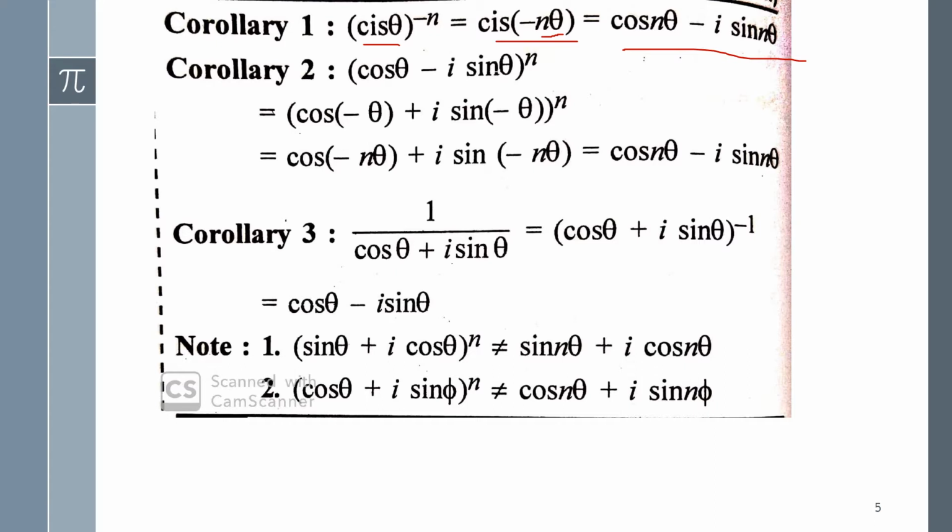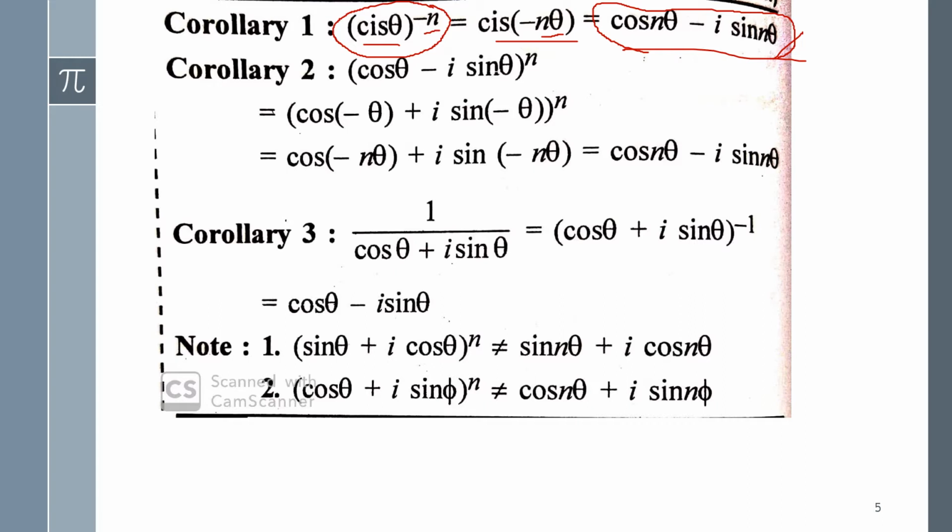In short, sec theta whole raised to n, this one equals to, you can write this one, cos n theta minus I sin n theta. So now if it's given here sec theta whole raised to minus 5, right, then here it will be cos 5 theta minus I sin 5 theta. Okay, and this one is very much useful condition, so please note that.